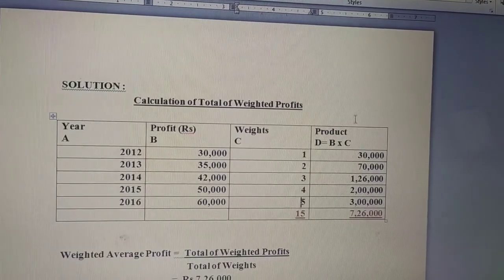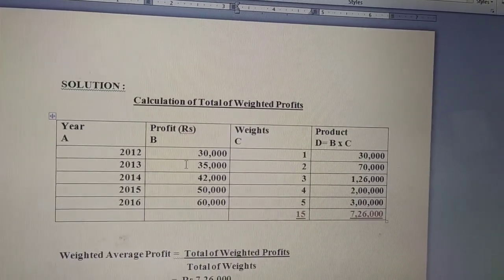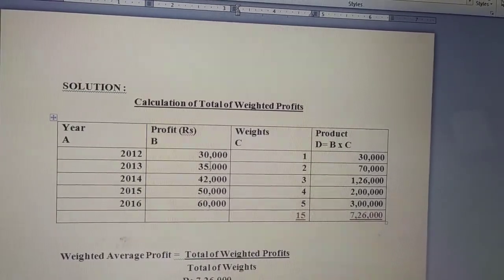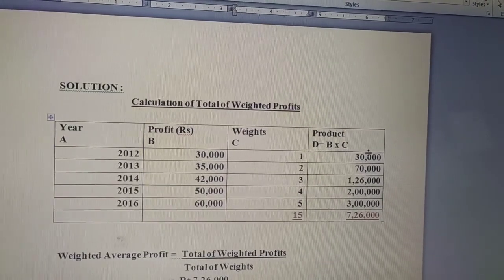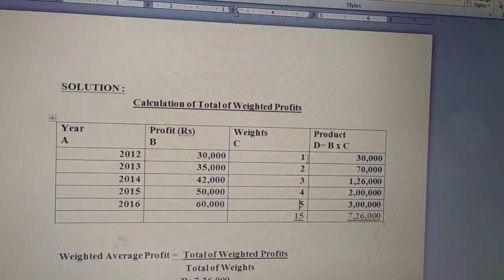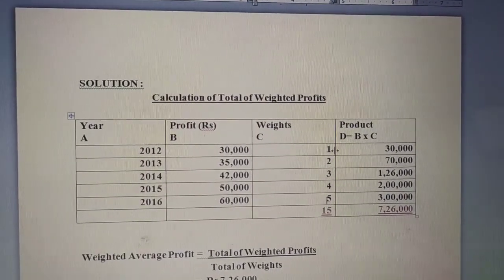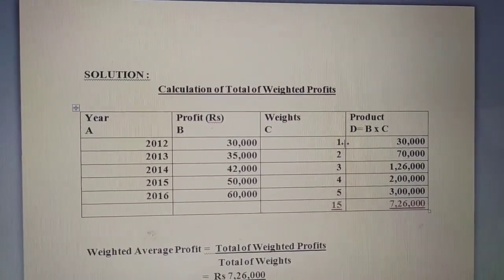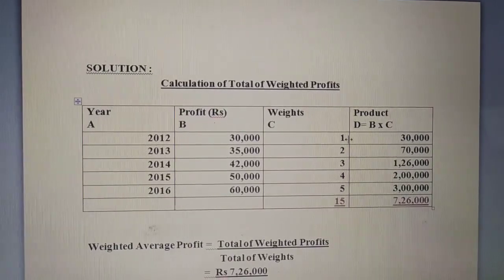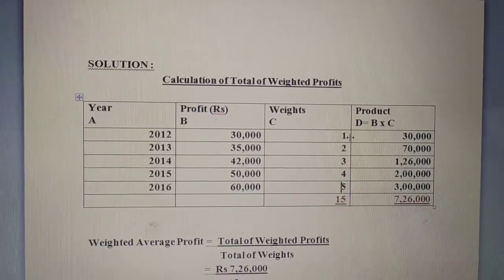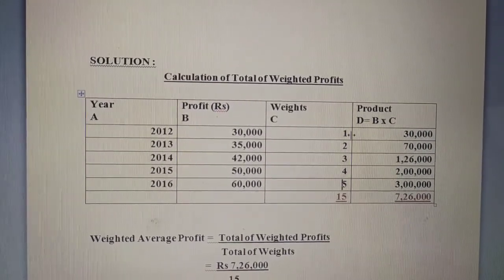Last step is to calculate the product. Multiply the profit with weights. 30,000 into 1 you will get 30,000. 35,000 into 2 is 70,000. 42,000 into 3 you will get 1,26,000. 50,000 into 4 is 2 lakhs. Last, 60,000 into 5 is 3 lakhs.